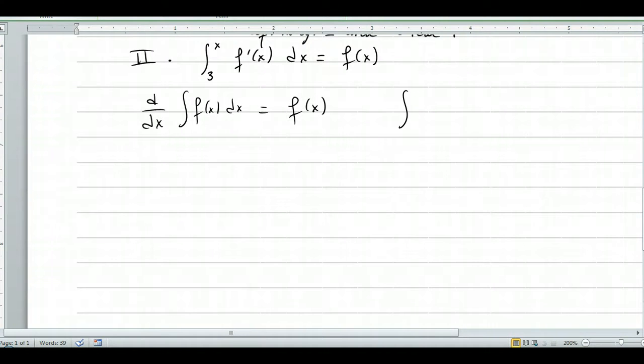And we don't know the variable is x, okay? The integral of f prime of x dx, well, that is f of x. Actually, there's a constant there, okay? Plus c. The derivative and the integral cancel each other. The integral and the derivative cancel each other, okay? Always, they cancel each other.